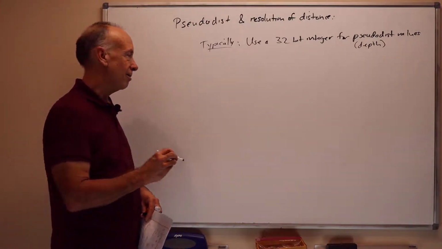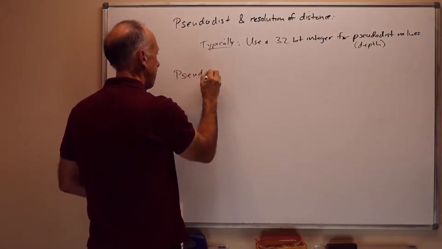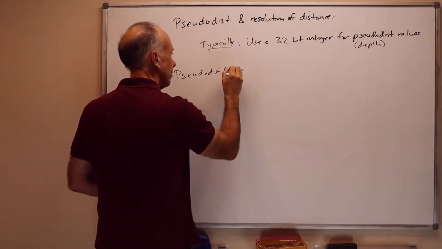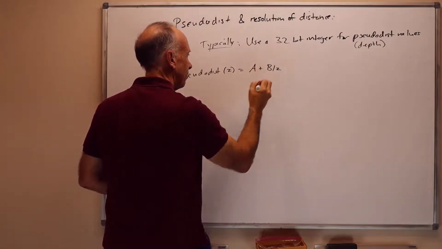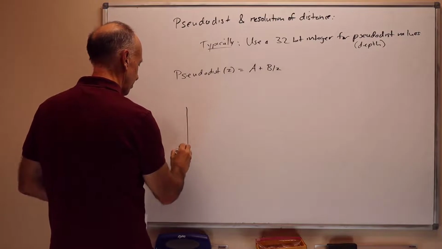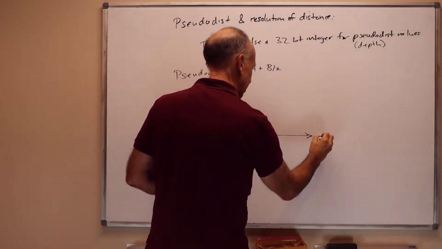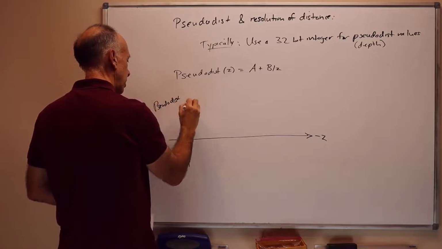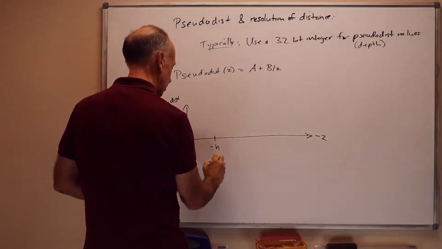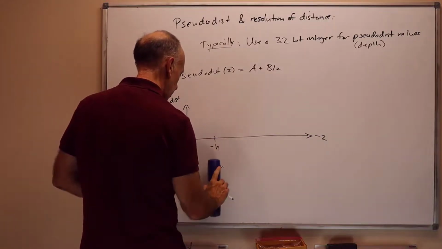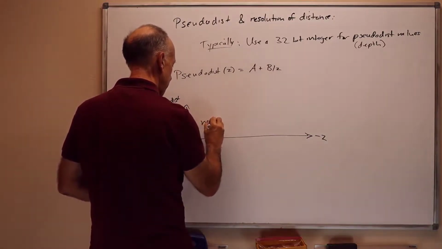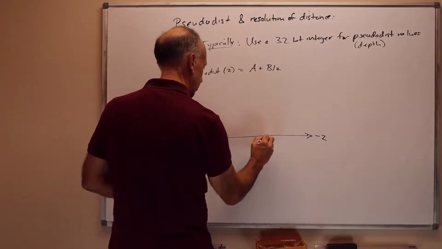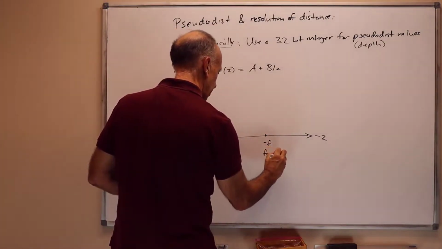See, the pseudodistance is a nonlinear function. Pseudodist of z is a plus b over z. Let's draw a graph of this, going in the usual direction. Think of this as the negative z-axis, and this is the value of pseudodist. Here is z equals minus n, the near clipping plane, and here's z equals minus f, the far clipping plane.